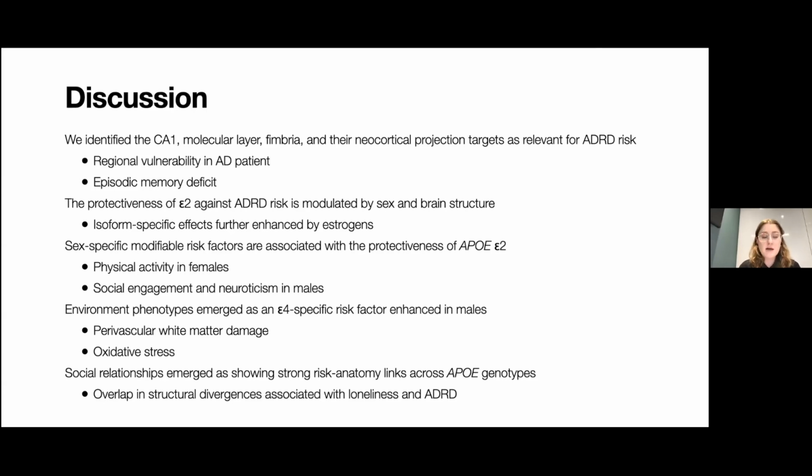social relationships have emerged as showing a strong risk-anatomy link across APOE genotypes. And this is in line with a previous study by our team that linked loneliness to midline structures of the default network in the hippocampus, in which we have shown Alzheimer's disease-related divergence, such as the retrosplenial cortex and dorsomedial prefrontal cortex, the CA1, and the molecular layer.